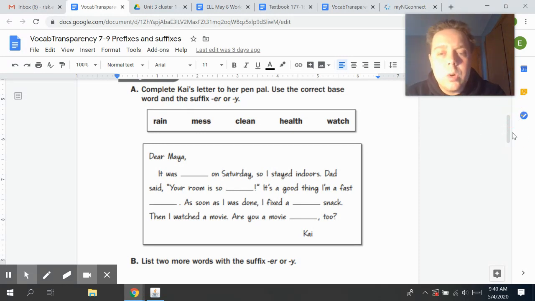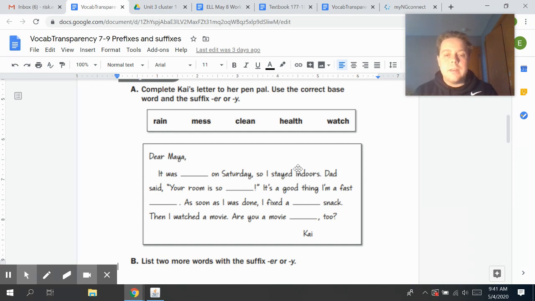Complete the letter to her pen pal. Use the correct base words and the suffix er or y. Dear Maya, it was blank on Saturday, so I stayed indoors. If you're staying indoors, would it be rainy, messy, clean, health, or watch? That would be rainy. It was rainy on Saturday, so I stayed indoors. If I say rainy, that means there's lots of rain and it's raining all day.